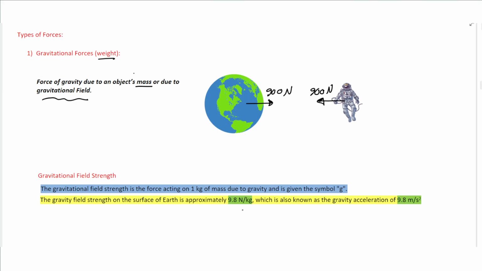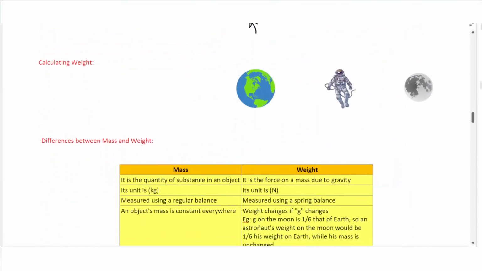As for the gravitational field strength, it's called g. On Earth, every 1 kilogram of mass experiences a force of 9.8 newtons. So we say that the unit of the gravity field strength is newtons per kilogram, 9.8 newtons for every 1 kilogram. And it is also equal to the gravity acceleration, which is 9.8 meters per second squared. So we have two units for the gravity field strength, newton per kilogram or meters per second squared.